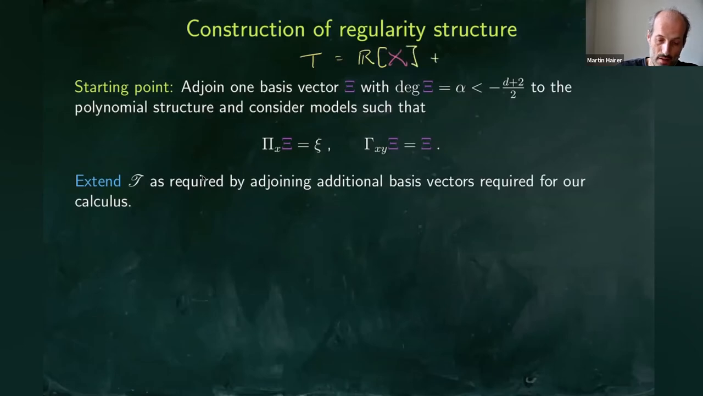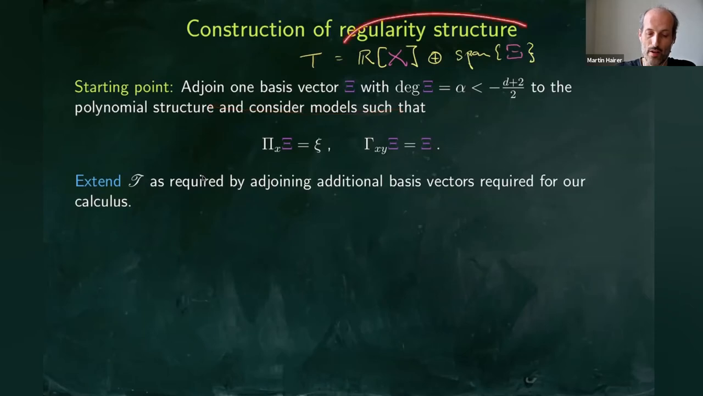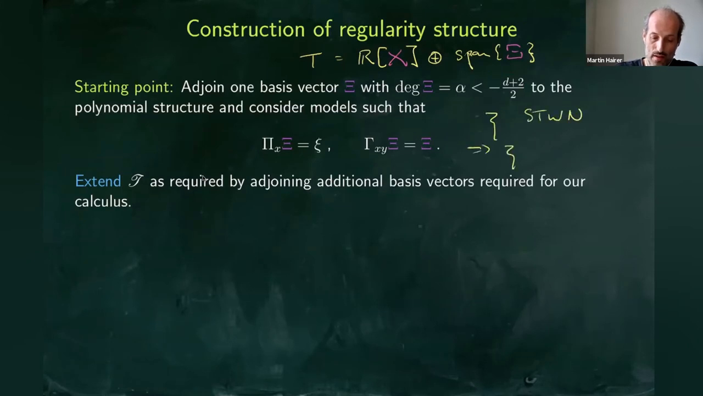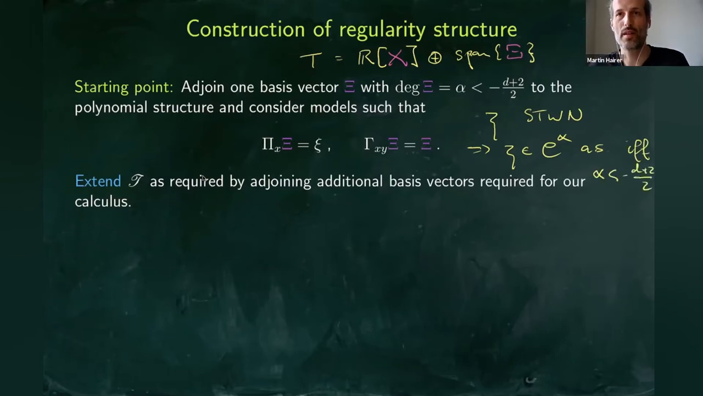And then we add just one basis vector, right? So we add the span, if you want, of just that one basis vector, right? So now at this stage here, our regularity structure is this, and we postulate that the degree of this basis vector is actually negative. And we take it something which is below minus d plus 2/2. The reason for this exponent is that white noise, right? If psi is space-time white noise, then psi belongs to C alpha almost surely, if and only if alpha is less than minus d plus 2/2.